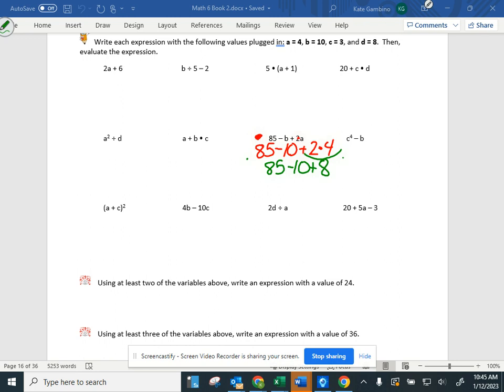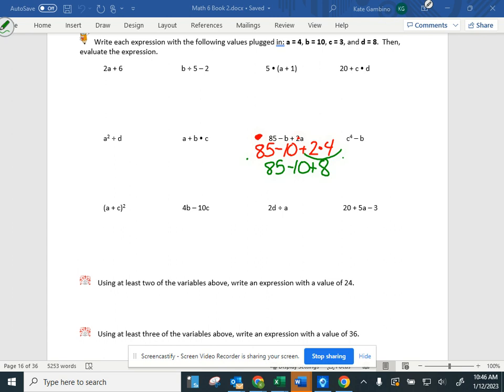Look at how I'm rewriting it. Rewrite it the same way on your paper. Don't come up with new ways to rewrite it because then it gets all confusing. We want to stay organized. So I've got 85 minus 10 plus 8. What is my next step?